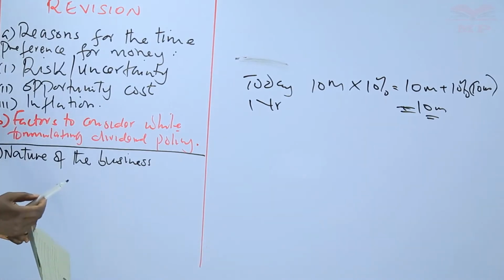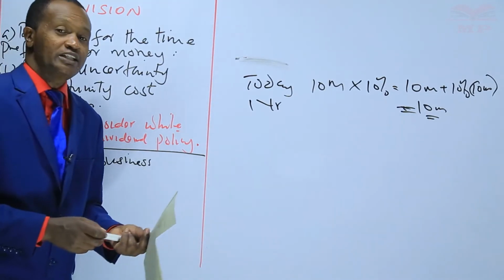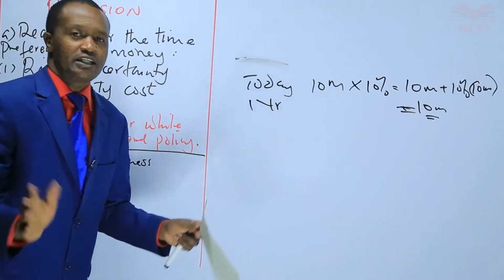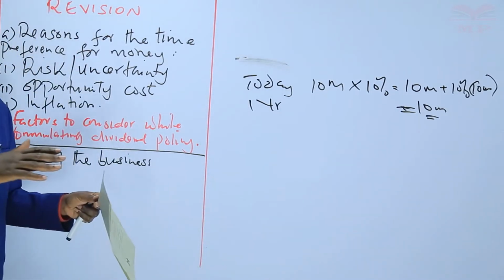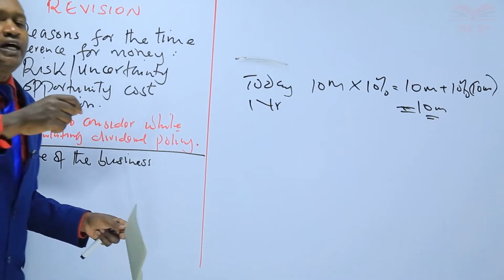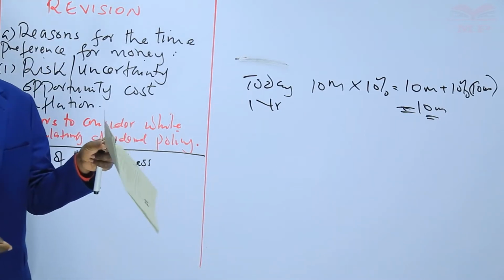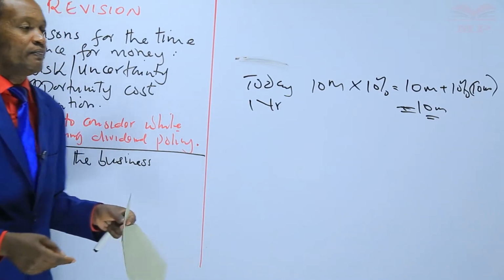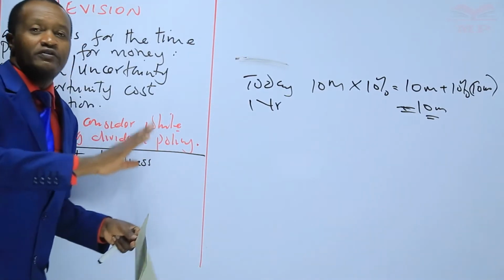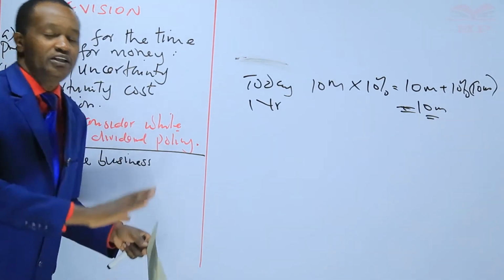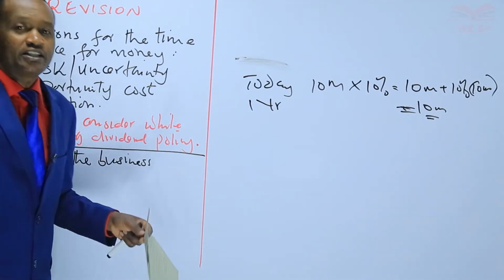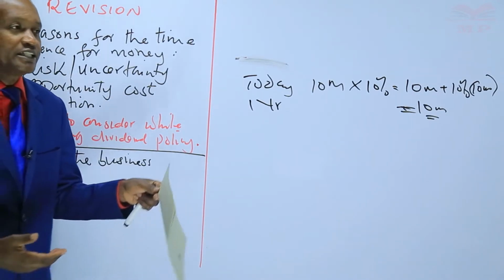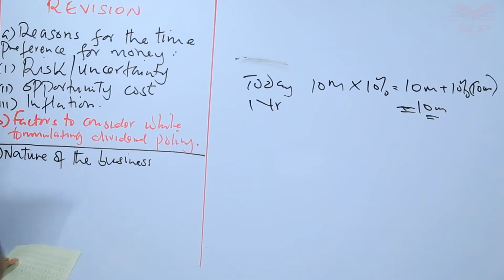So, the nature of business. There are some businesses where you can easily predict their earnings. Others, earnings are erratic. So firms which have unstable earnings may follow a variable dividend policy, one that varies every year. It changes every year. But the ones that have stable earnings can have a stable or consistent dividend policy.